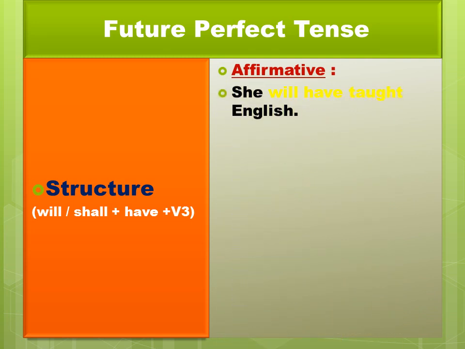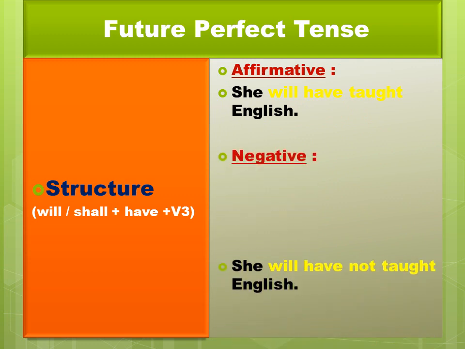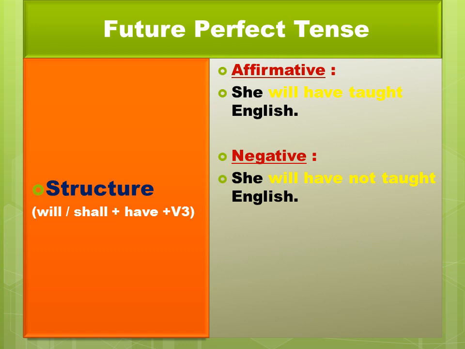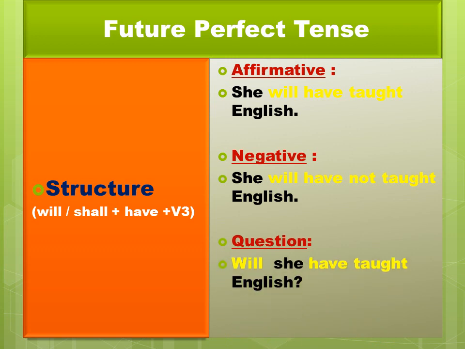She will have taught English. A negative statement. She will not have taught English. Now how to frame an interrogative sentence? Will she have taught English? A negative interrogative is won't she have taught English? To show the negative interrogative, we have used not. Won't she have taught English?